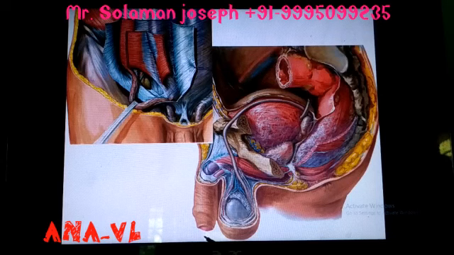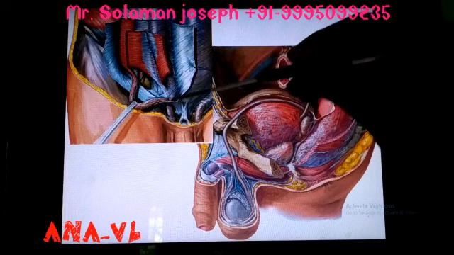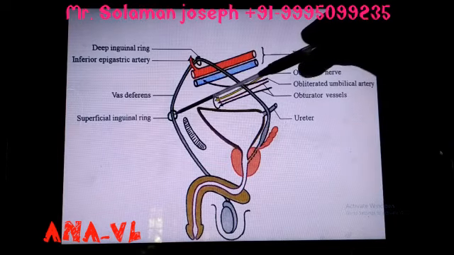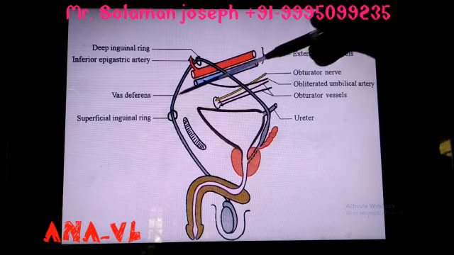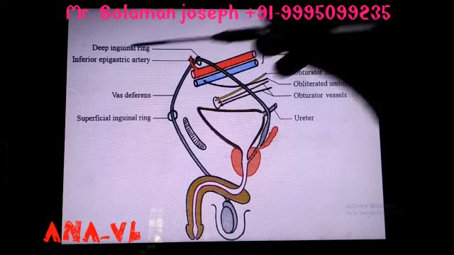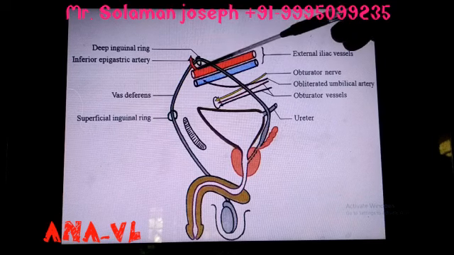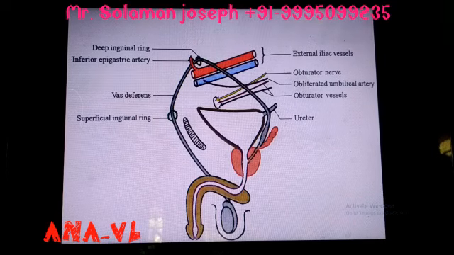First it pierces the superficial inguinal ring and then enters the deep inguinal ring. At the deep inguinal ring, the vas deferens lies in the spermatic cord, and it winds around the lateral side of the inferior epigastric artery. Here we can see the inferior epigastric artery.